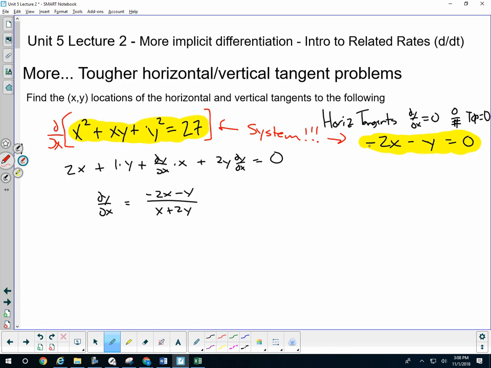Solve this guy for y. It's easy to solve this guy for y. I get y equals negative 2x. Well, I'm going to take that guy and substitute it into this guy. So let's go ahead and do that. So wherever I see a y, it's going to be replaced by negative 2x. So I got x, I got negative 2x. I got y squared. This is important. Substituting, you are replacing y with negative 2x.